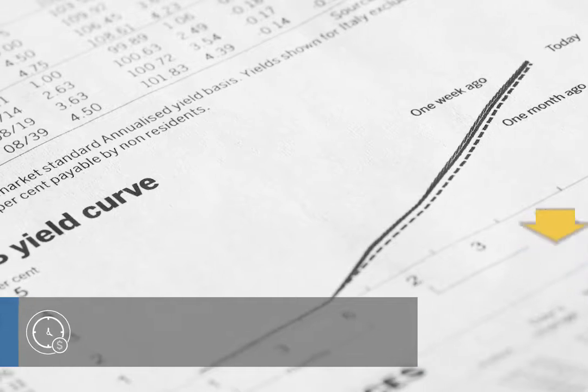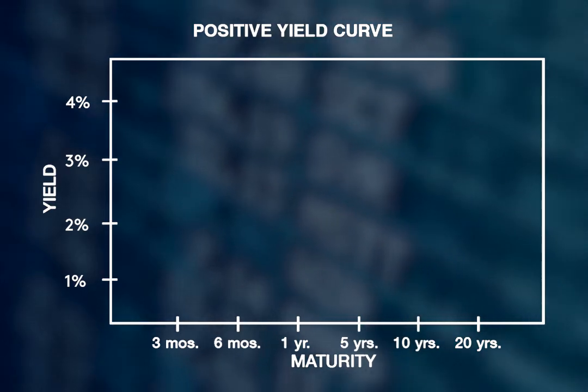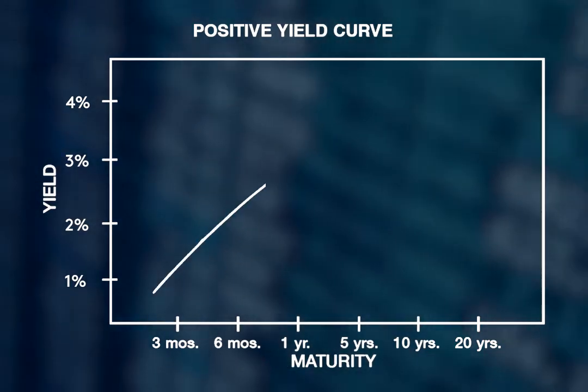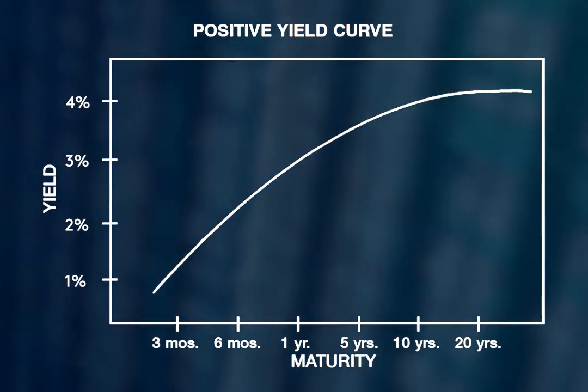The yield curve compares the interest rates paid on Treasury securities based on when they mature. The shortest maturity is 3 months, the longest 30 years. In normal times, the yield curve is positively sloped, meaning you earn more interest on long-term interest rates than you do on short-term interest rates. That's because investors expect to earn more for committing their money for a longer period of time.